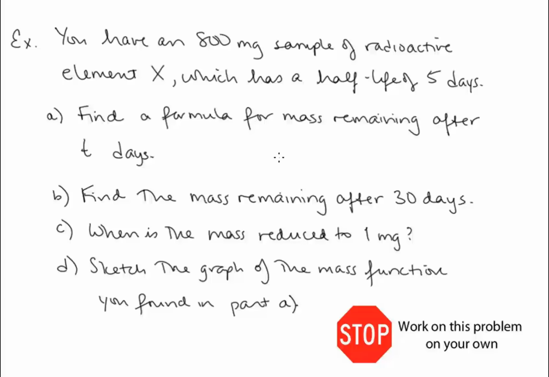They're asking us to find a formula for the mass remaining after t days. They want the mass remaining after 30 days. They want to know when the mass is reduced to 1 milligram, and they want us to sketch the graph of the mass function we found in part A. So parts A through C are very similar to what we did with the bacteria problem, but instead of exponential growth, we have exponential decay. The mass is going to be getting smaller as time goes on. So take a few minutes, please pause the video, start with the same formula that we were using, y equals c e to the k t, and work on the solutions to this problem.